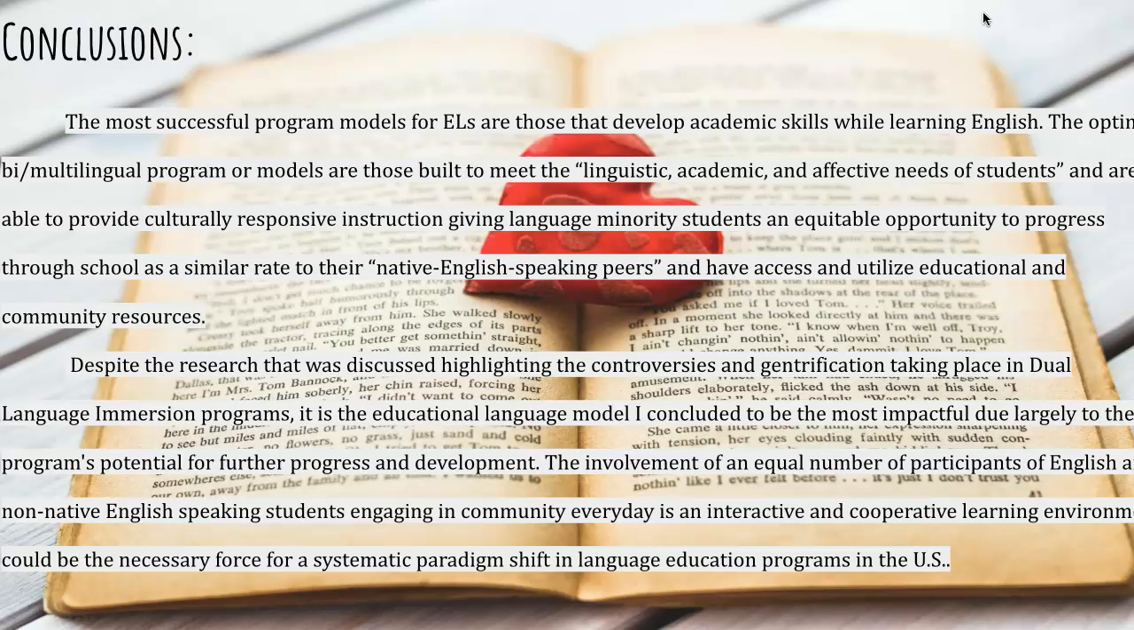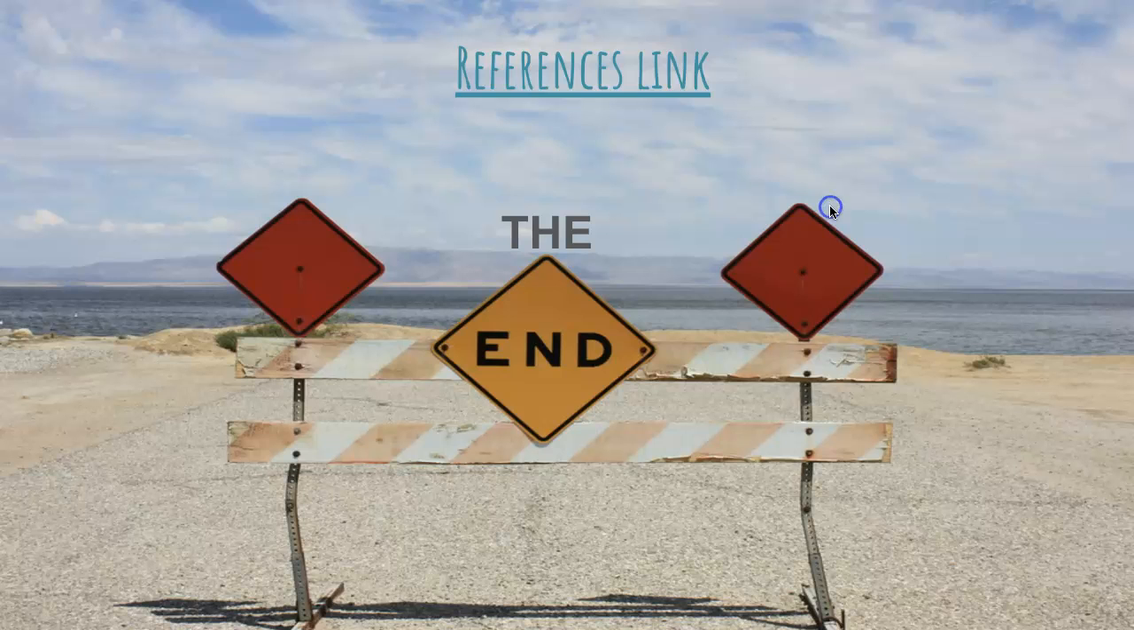The most successful program models are those that develop academic skills while learning English, and they're built to meet the linguistic, academic, and affective needs of students. They're able to provide culturally responsive instruction and that equitable opportunity to progress through school at a similar rate to native English-speaking peers. I'm out of time, and I hope that you enjoyed this.